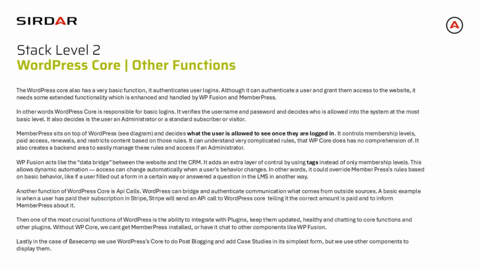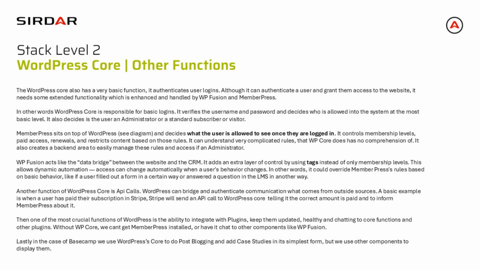WordPress Core also handles basic user authentication. It checks a username and password and decides who can log in and whether they are an administrator, a member, or a general visitor. But WordPress only manages simple logins. The advanced access rules are handled by MemberPress, which sits on top of WordPress and decides what content a user is allowed to see, based on their membership level and payment status.